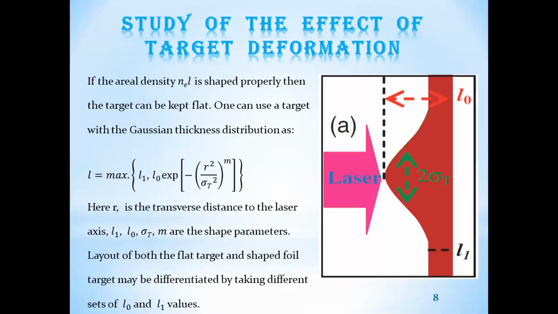Let's look at the effect of the target deformation, in which we have used a target with a Gaussian thickness distribution, as L equals the maximum of L1 comma L0 exponential minus R square over sigma t square, raised to the power m. Here L1, L0, sigma t, m are the shape parameters, and in this figure the L0 and L1 values are shown. For L0 equals L1, our shaped foil target converts into the flat target, and the layout of both the targets may be differentiated by taking different sets of L0 and L1 values.